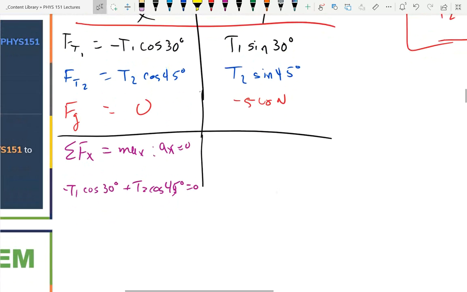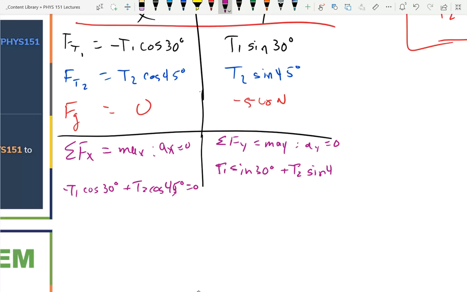Going to the Y direction, I'll have the sum of the forces in the Y direction equals mass times acceleration in the Y direction, where acceleration in the Y direction is 0. So tension 1 sine of 30 degrees plus tension 2 sine of 45 degrees minus 500 newtons equals 0. So now I have 2 equations, 2 unknowns.